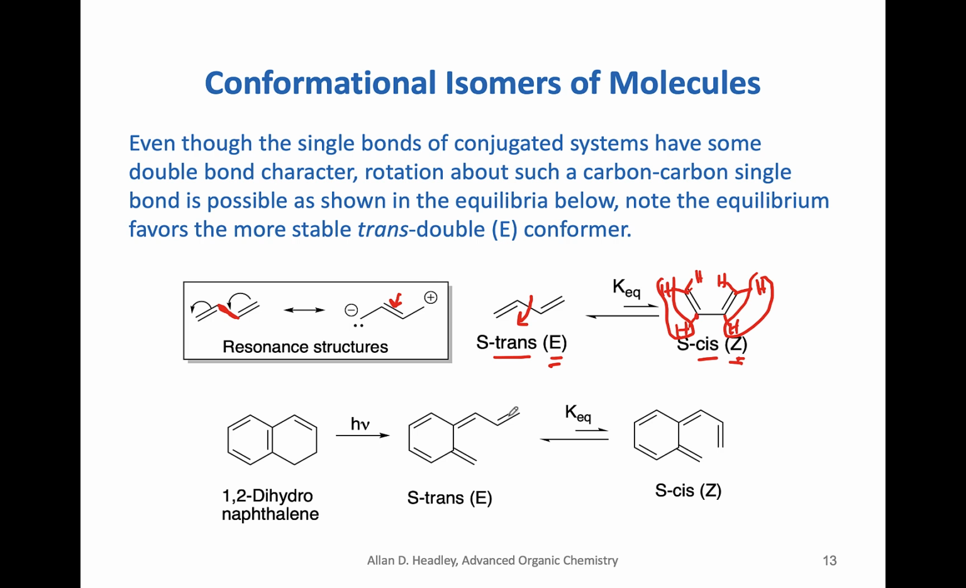And we can do the same thing here. We can draw resonance as we did before. And you can see that this is some single bond characteristics here. So it's possible to rotate from the trans to the cis, and of course the trans is more stable. That's why the equilibrium here favors the trans isomer.